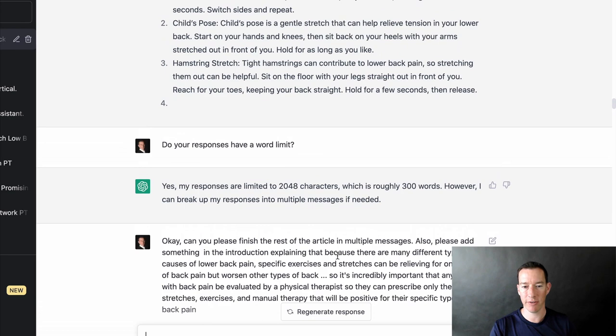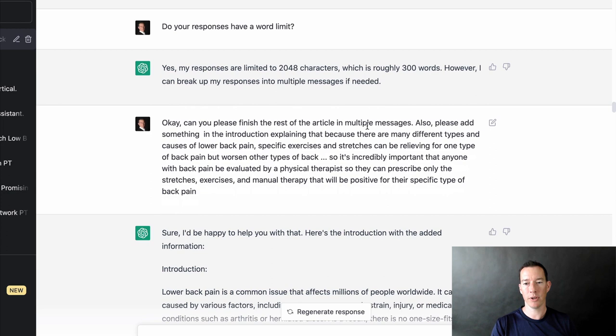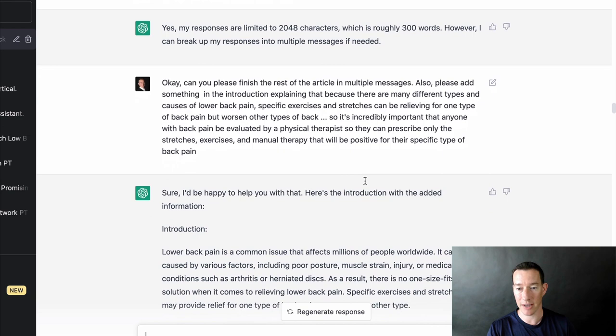So that made sense. I was like, okay, so look, it said I can break up my response into multiple messages. I said, that's perfect. I knew some things I already wanted to add based on what it had come up with. So I said, please add something explaining there are different types of back pain, and that some of the stretches and exercises below can be relieving for one type and not for another. So it's incredibly important that you be evaluated by a PT and get prescribed exactly what's going to work for you and your type of back pain, right?